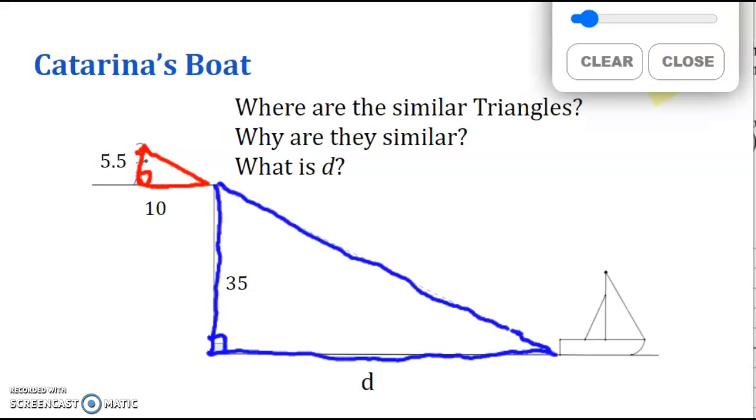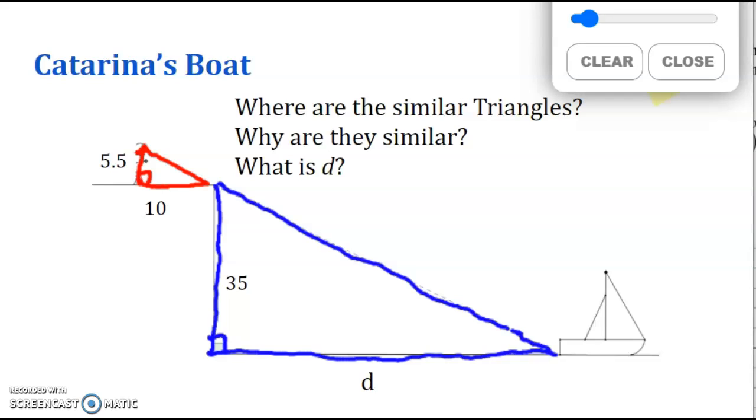Okay, so the two triangles we have are the red triangle and the blue triangle. Now, are they similar? Well, we have one pair of congruent angles. We need at least another pair of congruent angles or proportional sides. Do we have another pair of angles?